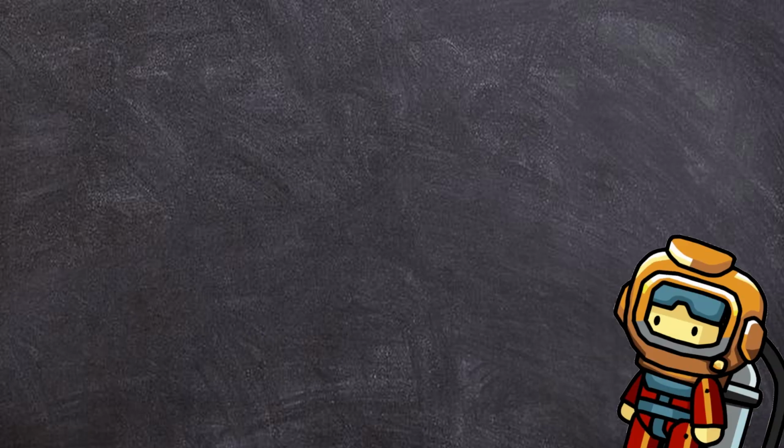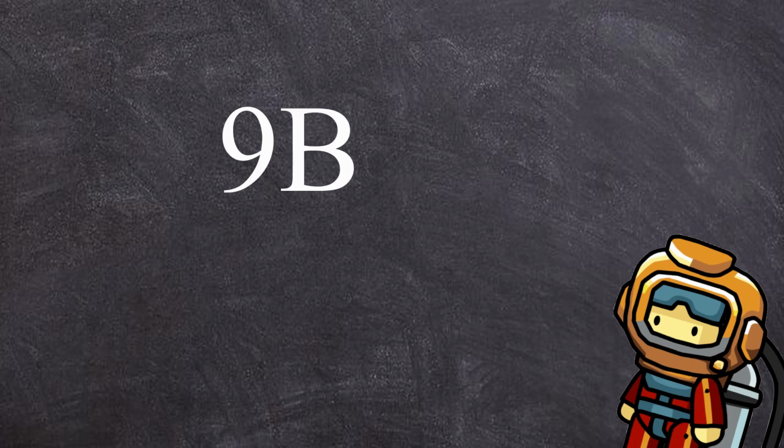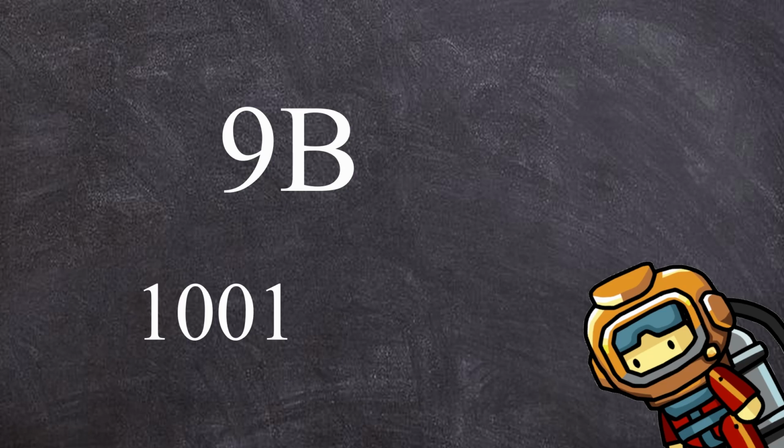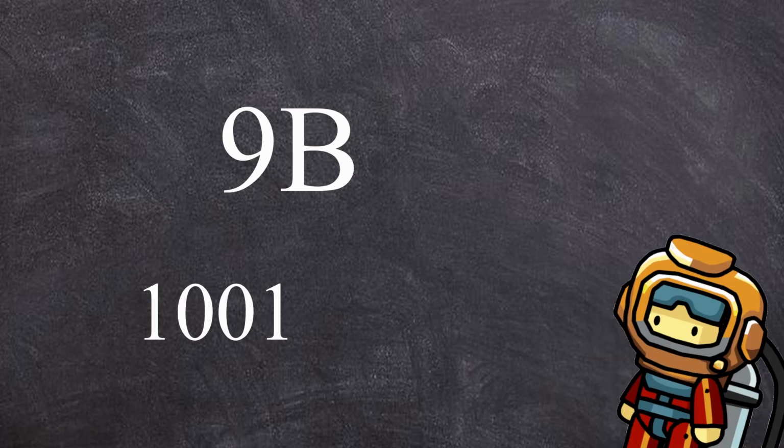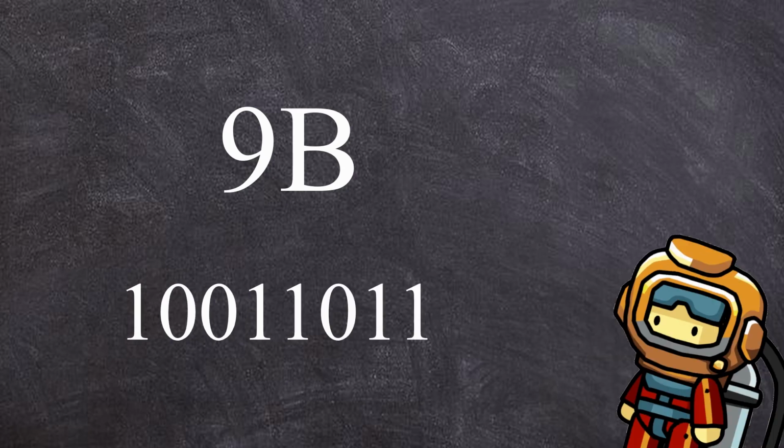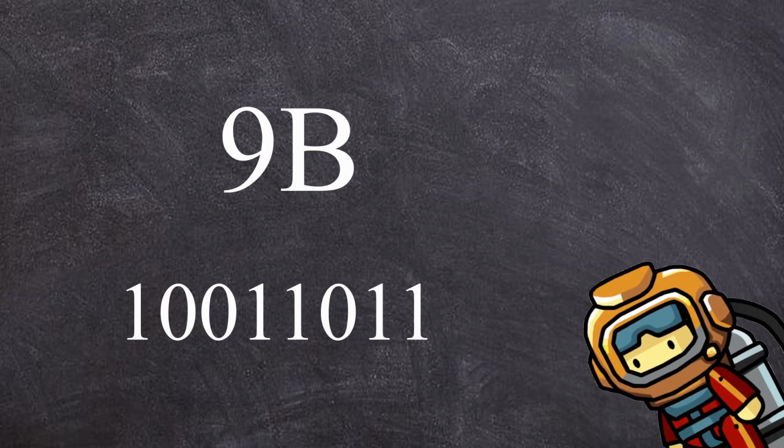Hexadecimal is the exact same thing, but with 4 numbers instead. Let's say you had 9b in hexadecimal, right? Convert 9 to binary, that's 1001, and b or 11 to binary is 1011. Put that together and you get 1001, 1011.